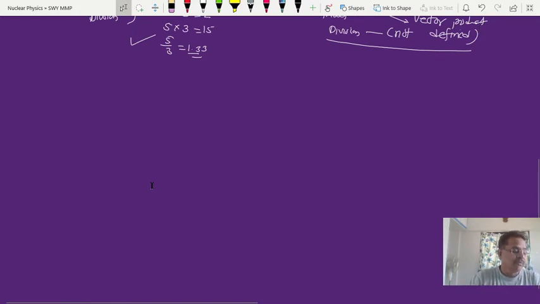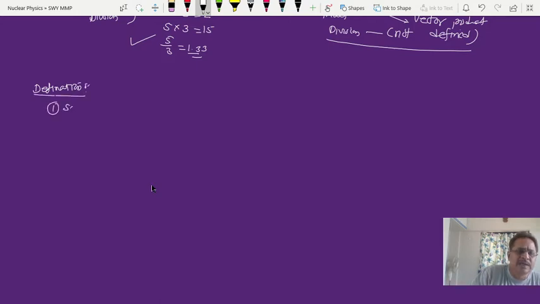Now let's write in very brief the definitions which are required. Definitions: we have already discussed this, but let's write them in one or two lines. First one is scalars.